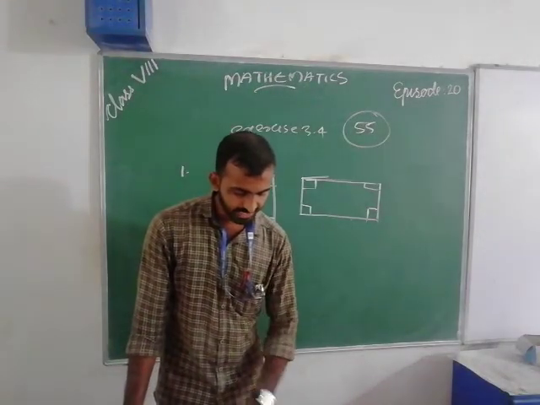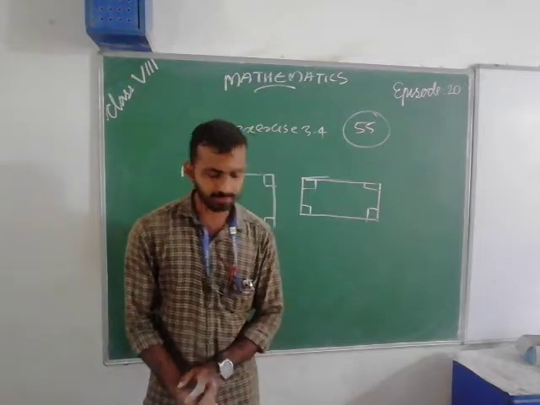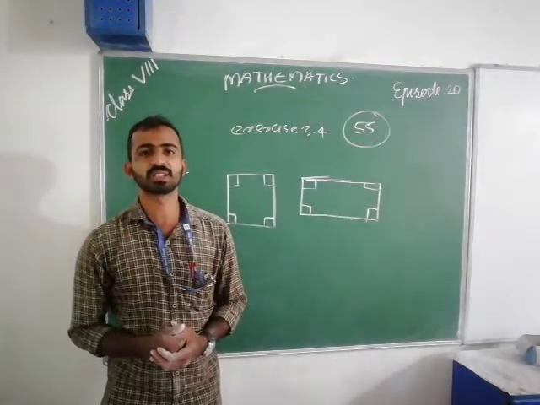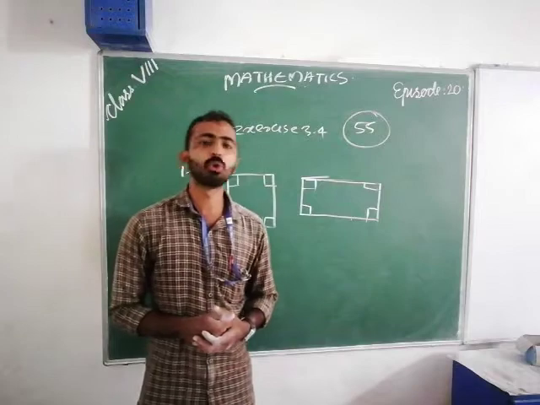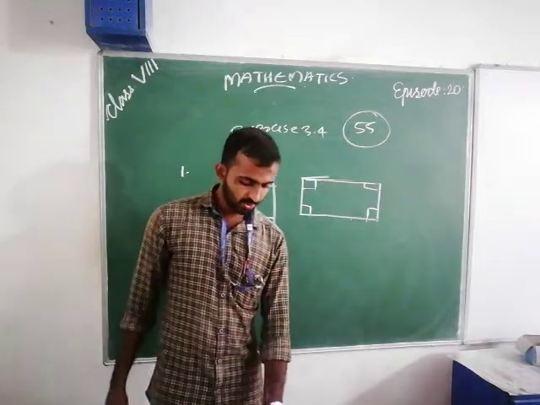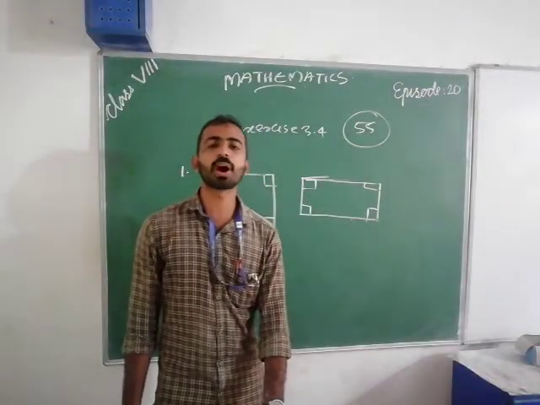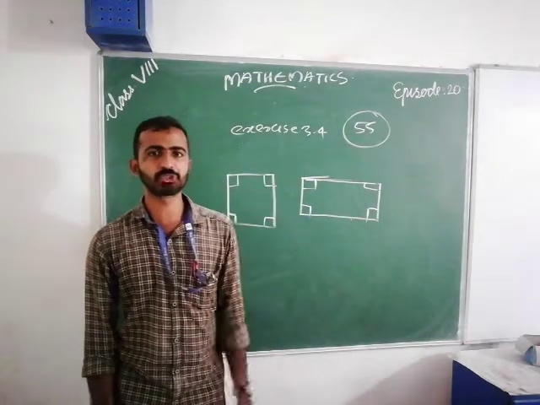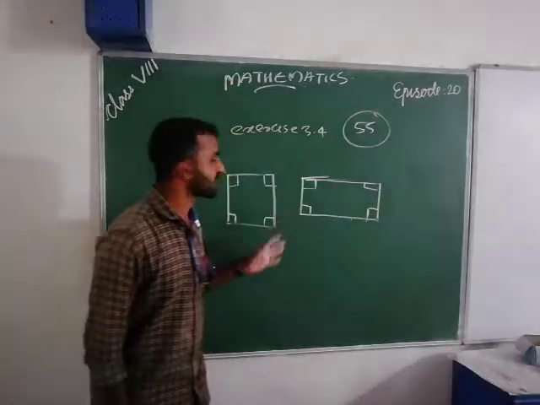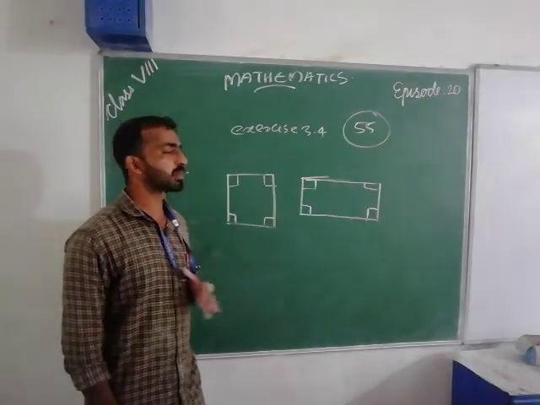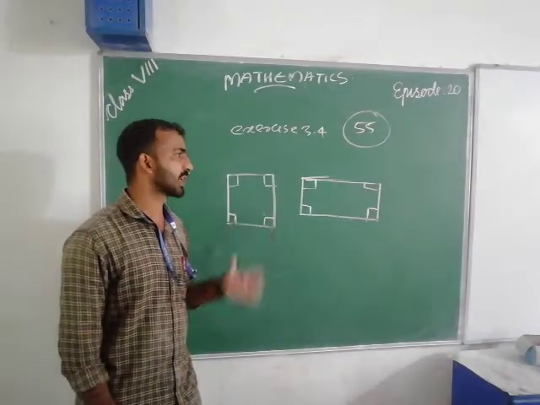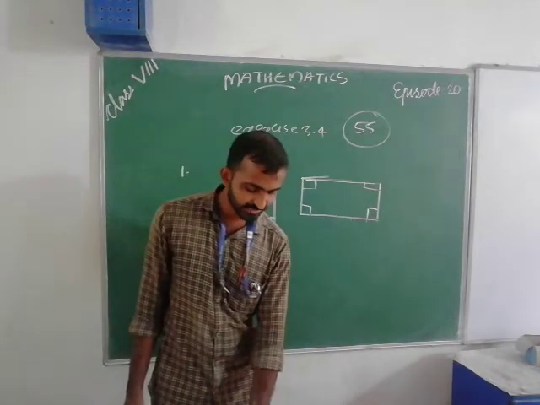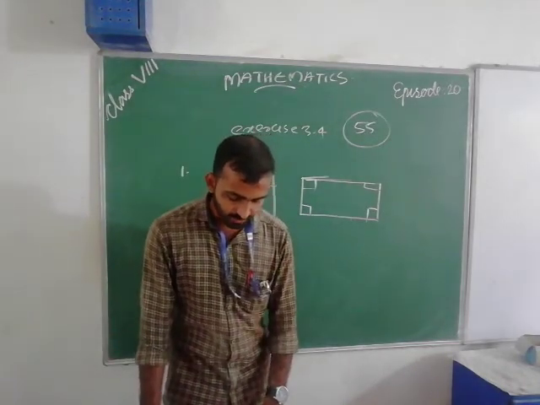Next one, D: all squares are not parallelograms. True or false? That is a wrong statement, because all squares are parallelograms, because opposite sides are parallel.